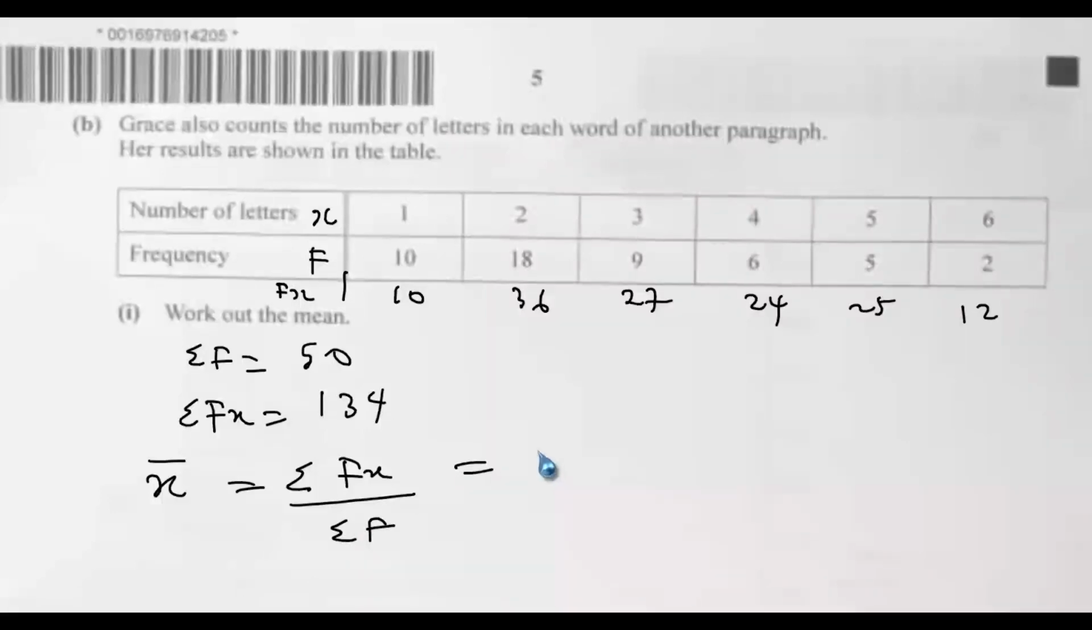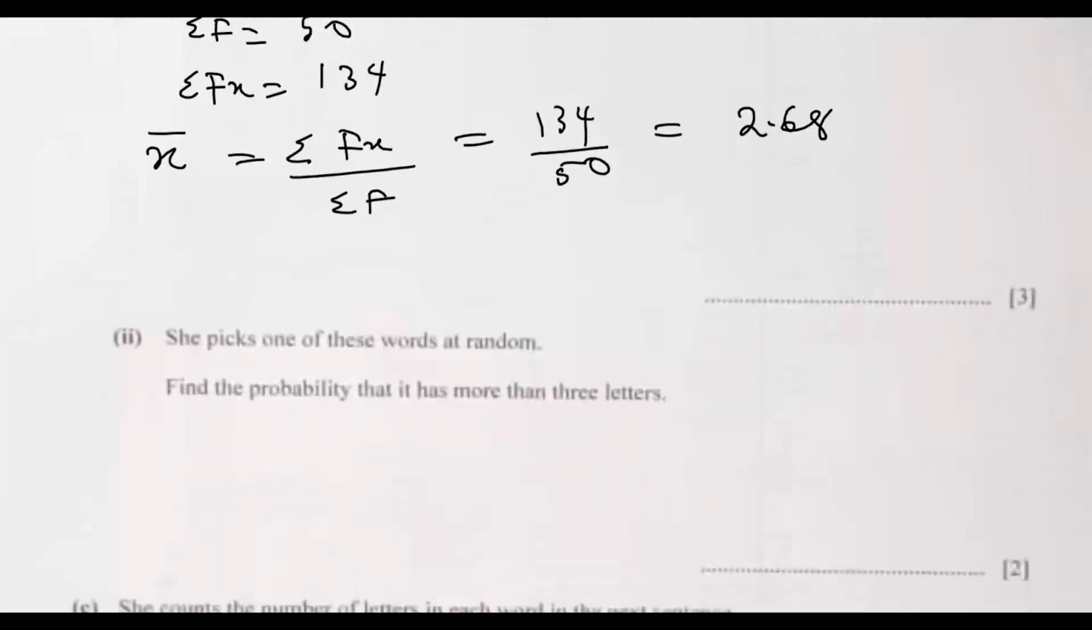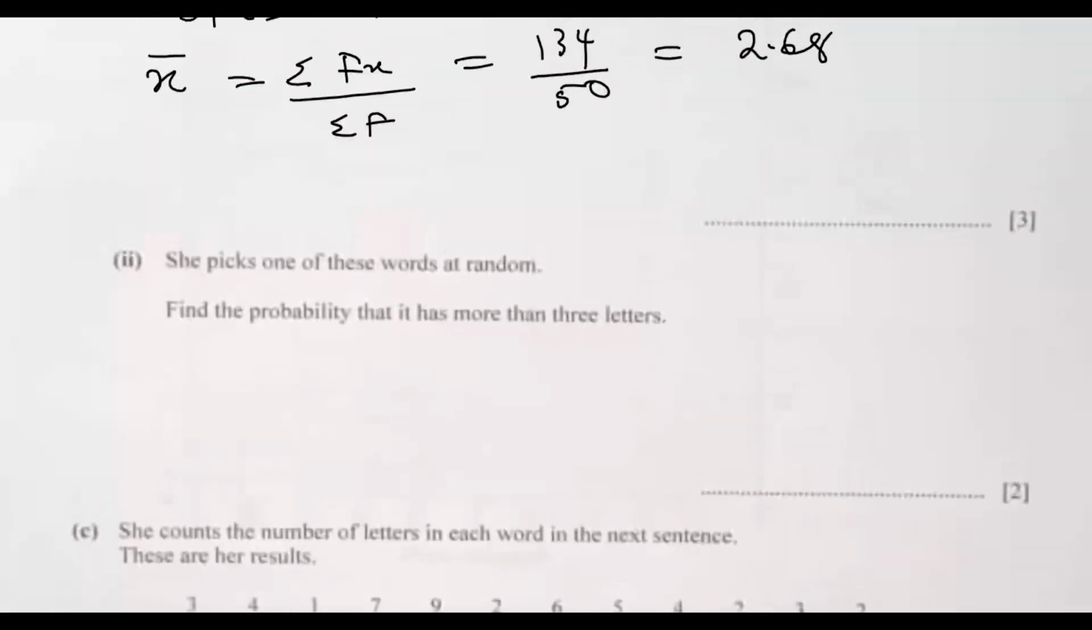So if you do this, that will be 134 divided by 50, and that will give you 2.68. So that means the mean is 2.68. So let's write 2.68 here.